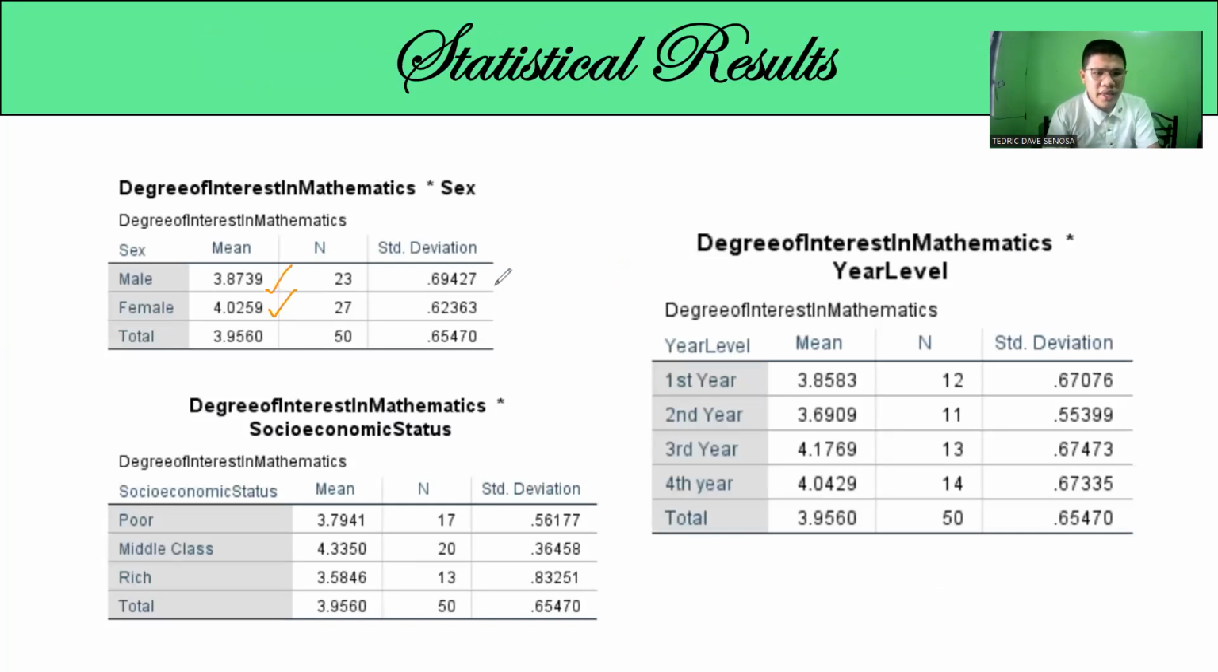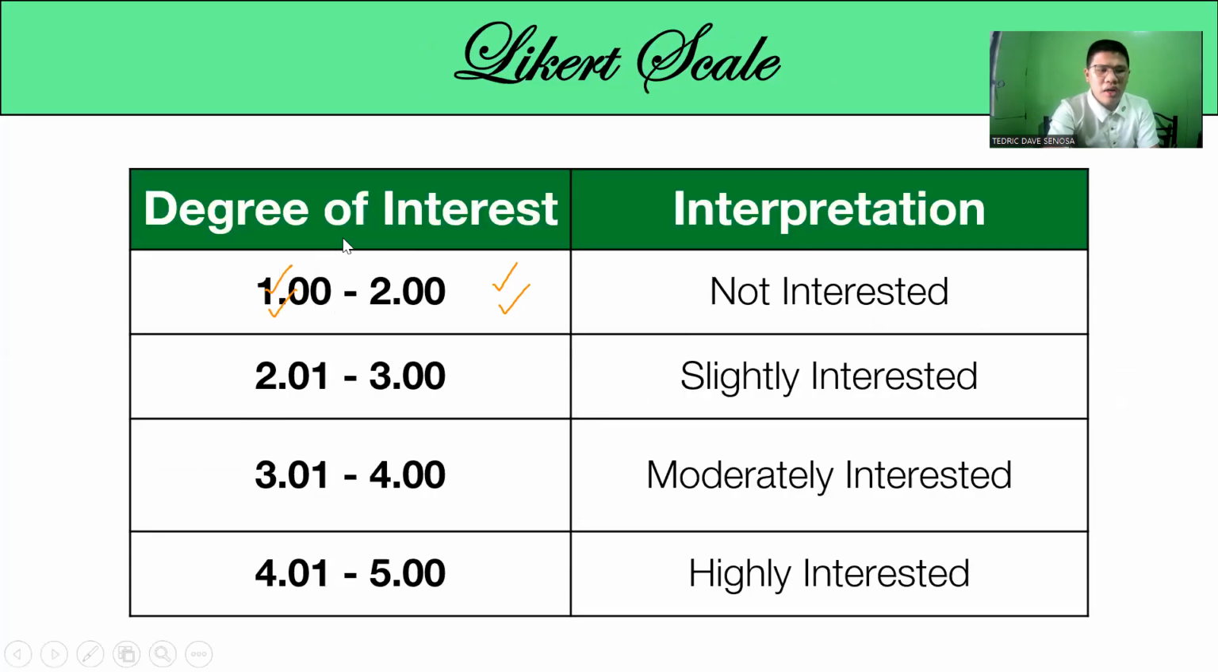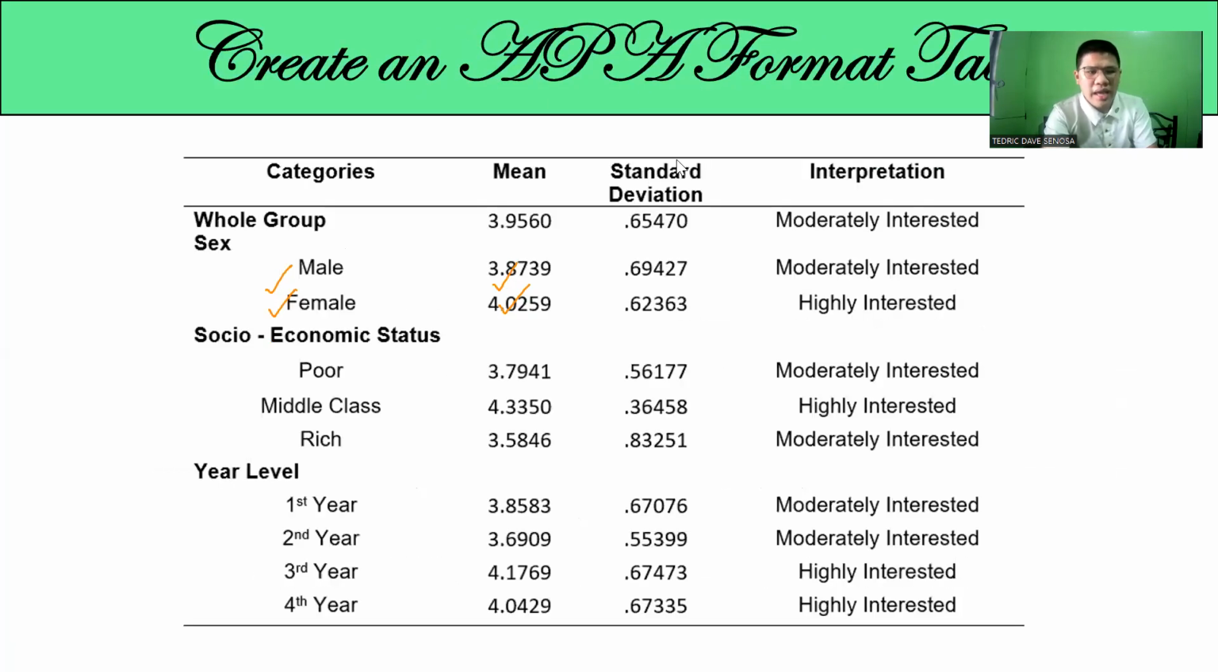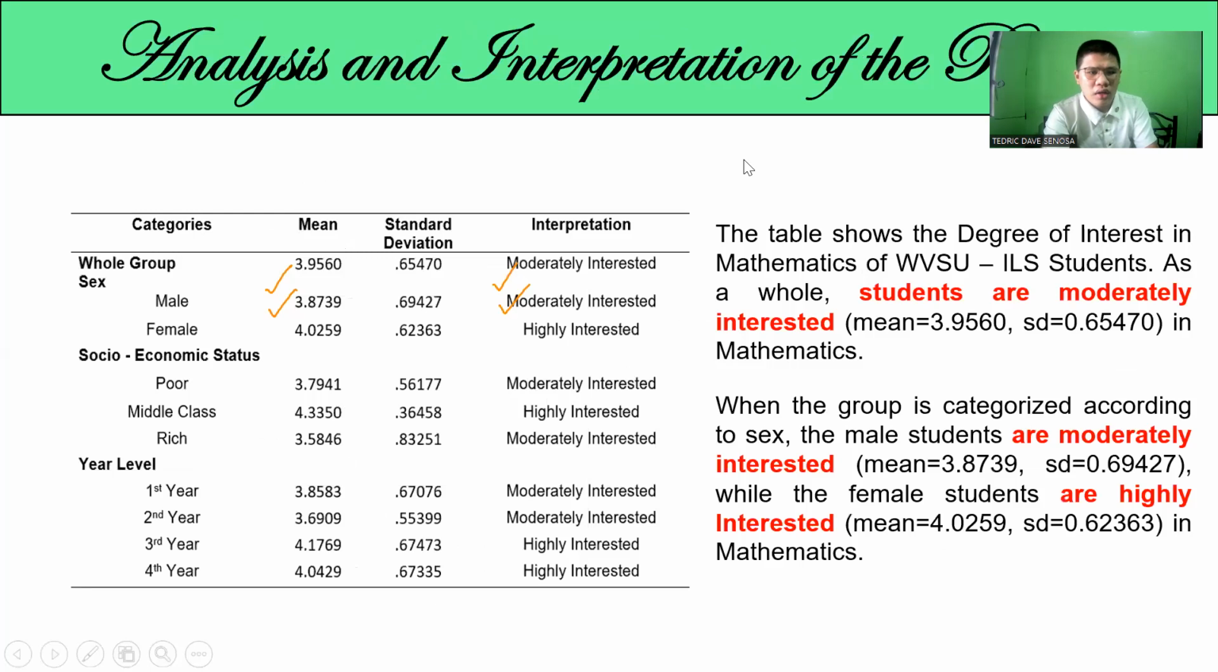Here, here, here, and here. So 38739, 4.0259, 69427, 62363. If you can see there in our table, we actually have the same values. Here, here, here. If we go back to the Likert scale, this one is under moderately interested. Here, it's highly interested.